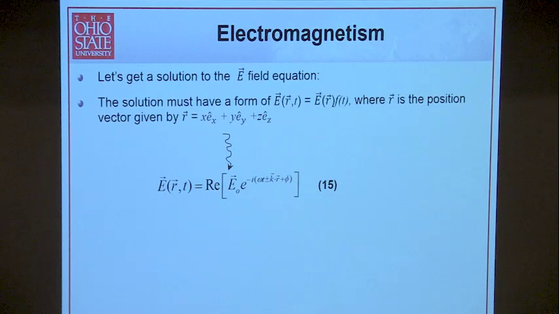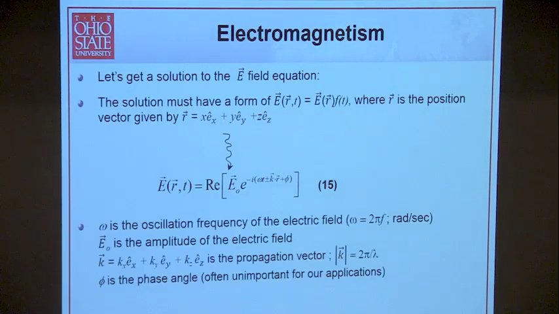Again, that's not really what we're going for here, but what we have is that the electric field is the real part of this expression here. Okay, and within here, the components that we're interested in: omega is the oscillation frequency of the electric field. E naught is the amplitude of the electric field. K is the propagation vector. And phi is a phase angle. For most of our applications, that'll be unimportant.